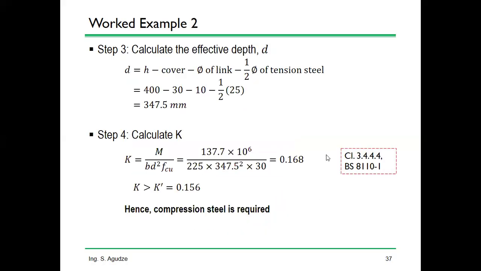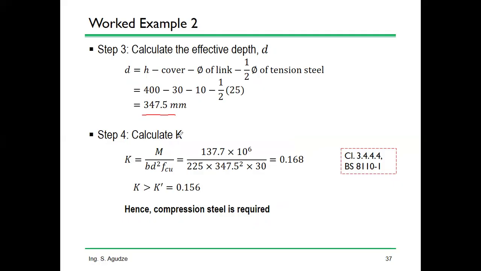Then step 3, calculate the effective depth. So the effective depth, as we have learned again and again, is what? H minus cover minus diameter of link minus half diameter of tension steel. Again, tension steel is assumed to be diameter 25, right? And that will yield 347.5 mm as our effective depth.